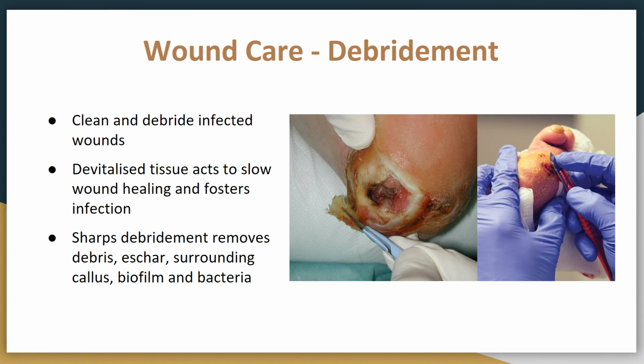The majority of infected diabetic foot ulcers will require careful cleansing and debridement. The aim of these procedures is to remove devitalized tissue that can act as a barrier to wound healing and promote an environment that fosters infection. Sharps debridement or surgical methods, if required, are strongly recommended as being the best techniques. For an infected wound, scalpel debridement aims to remove bacteria along with non-viable tissues such as debris, eschar, biofilm, and surrounding callus. Vascular supply should always be determined prior to undertaking scalpel debridement on any wound.